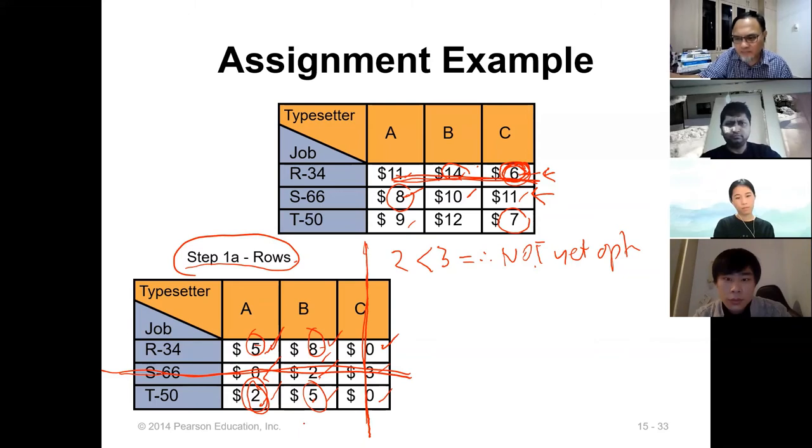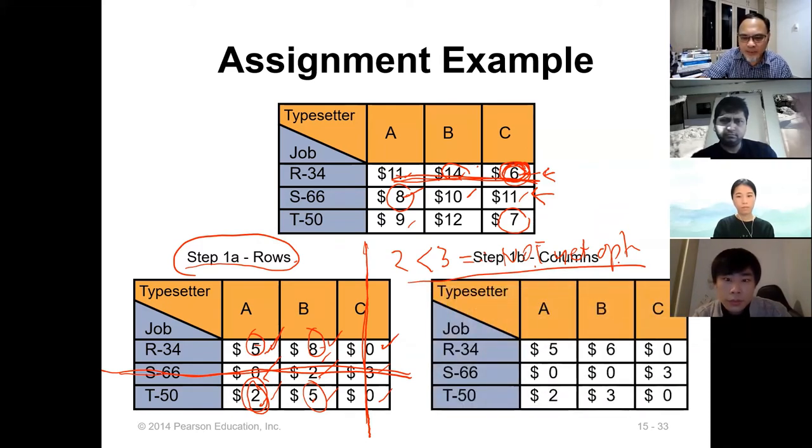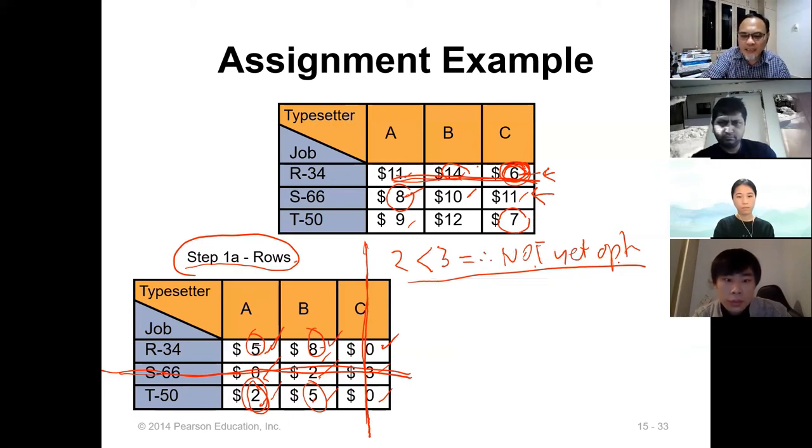So the next step, because we are not optimum, we need to go for a second round. Okay, which is like this. Sorry, I missed one step, which is actually the column. We finished the row.